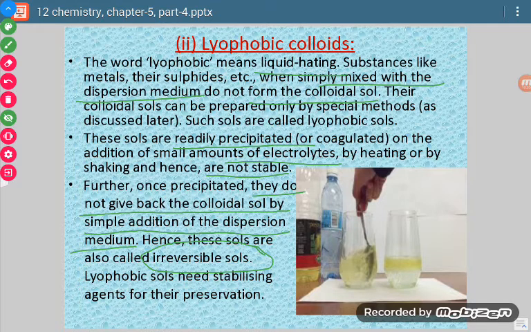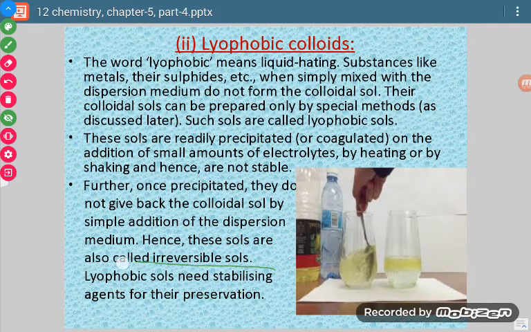Now since these sols are irreversible, they do not have interaction for the dispersion medium, so what is required for their stability? They require some compound which must be added to them so that they are stable. That particular substance binds the dispersed phase and dispersion medium particles, and when it binds, it makes the sol stable.